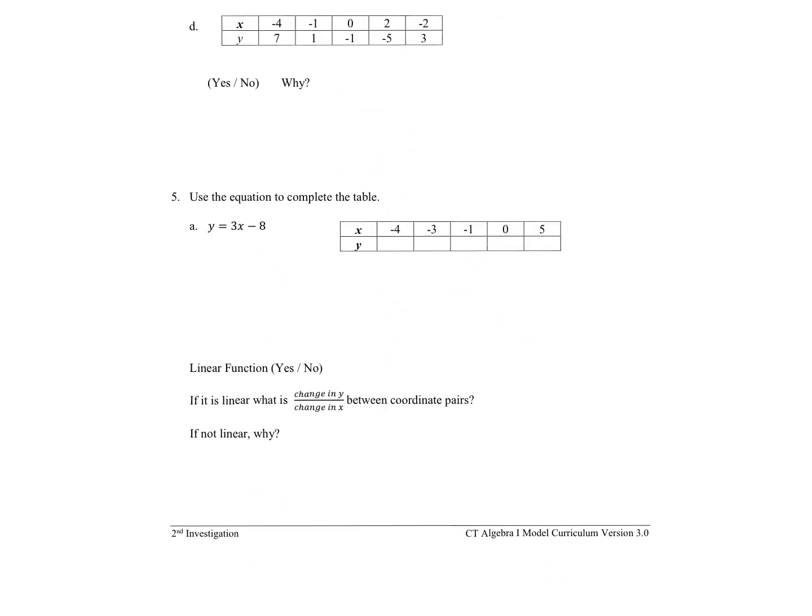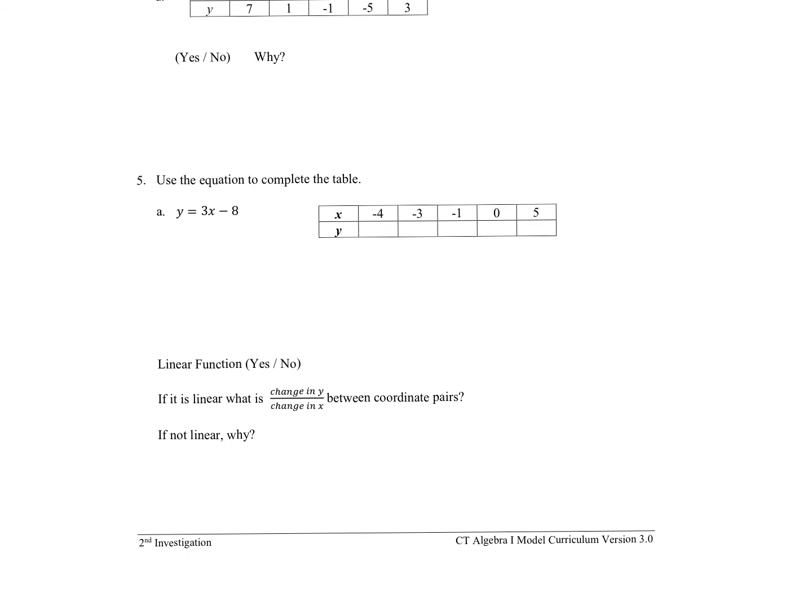Now, 5 is where it gets a little bit different. So now you don't have your y values. So you need to find them. And how you do that is you take your x values and you plug them in for x. So now you have y equals, for the first one, you're going to do 3 times -4 minus 8. And this will get you -12 minus 8, which is a -20. So this will go here.